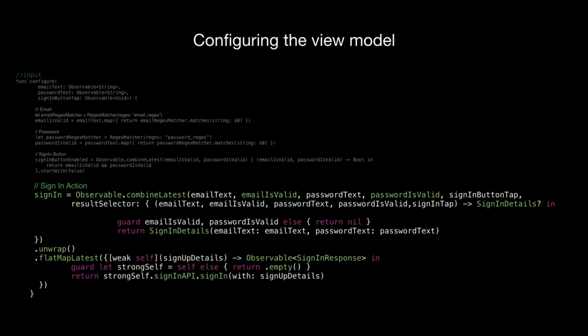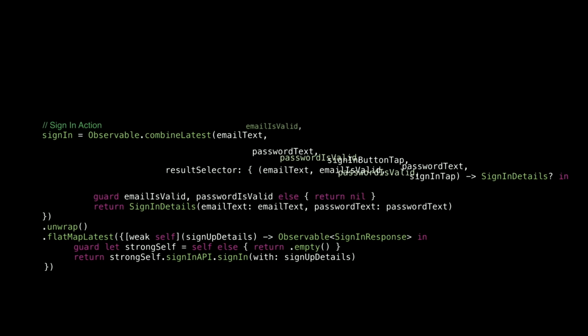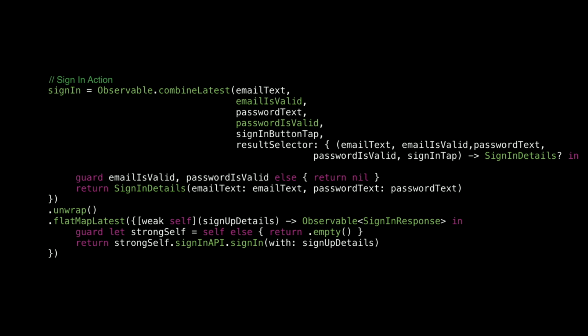And then we have the sign-in action. So let's see this piece of code a little bit more closely. We see here that we use three different operators: the combine latest operator, the unwrap, and the flatMapLatest operator. So let's see what each one of these operators does. The combine latest operator combines the events from the input observables and creates a result by applying a function that we have specified inside the closure.